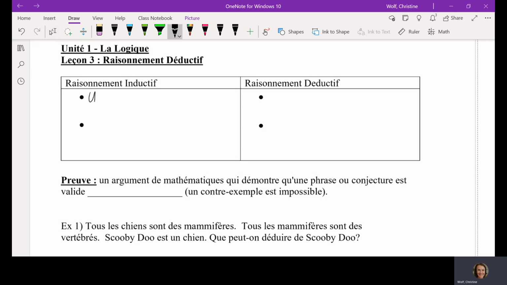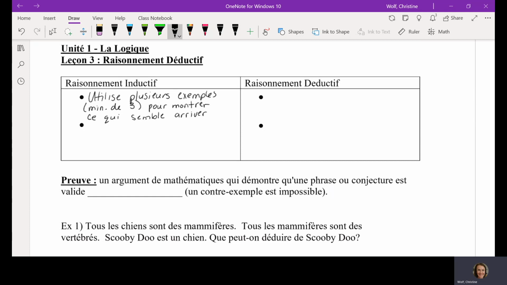Raisonnement inductif utilise plusieurs exemples, et j'ai dit dans la leçon que typiquement, je veux un minimum de 3 exemples pour montrer ce qui semble arriver. So the raisonnement inductif, we use a few examples to show generally what the truth is.